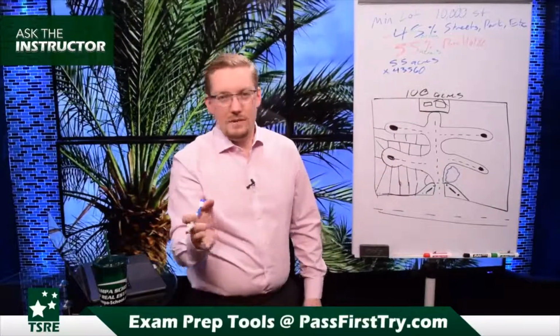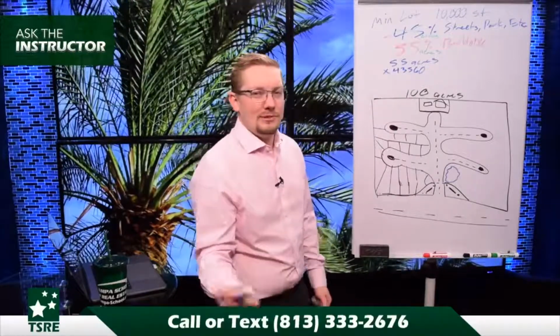And there's a bunch of little tricks you might use to remember it. 43,560: 4 and 3 is 7, 5 and 6 is 11, you add a 0. I don't really like that one. 4,356 and 0. Maybe that's memorable for you. It doesn't really work for me.